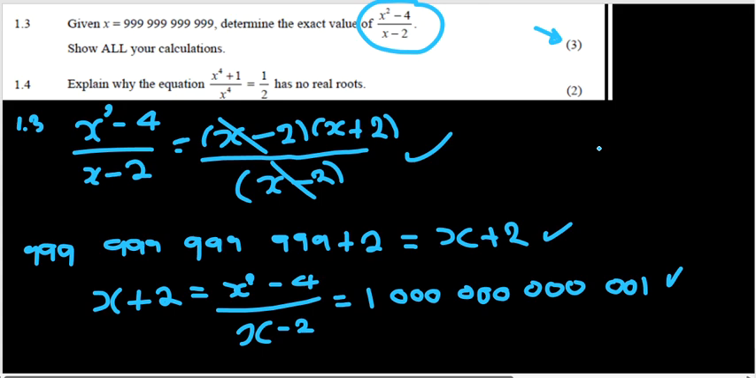Okay, let us move to the final one. Pause the video and try 1.4. Then you will get a correct answer. Okay, now let us try 1.4. In our approach, we simply look at the marks and we can see that the marks is just 2. There are only 2 steps required for us to answer this question.